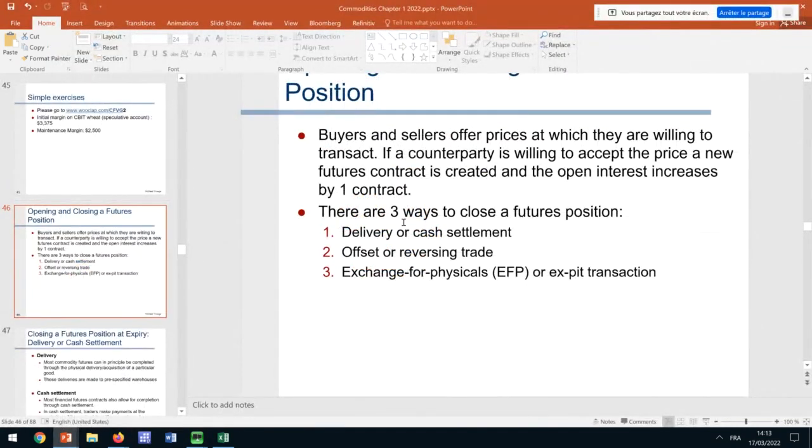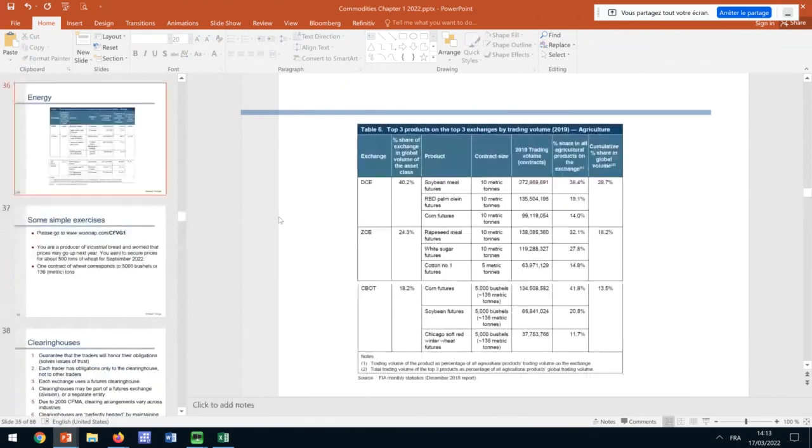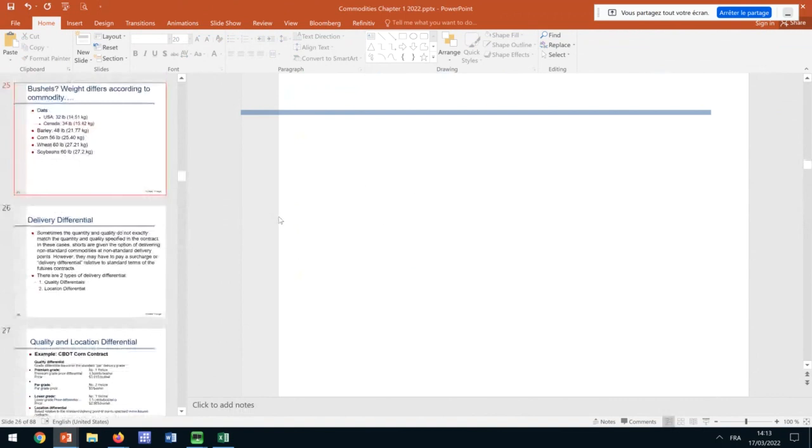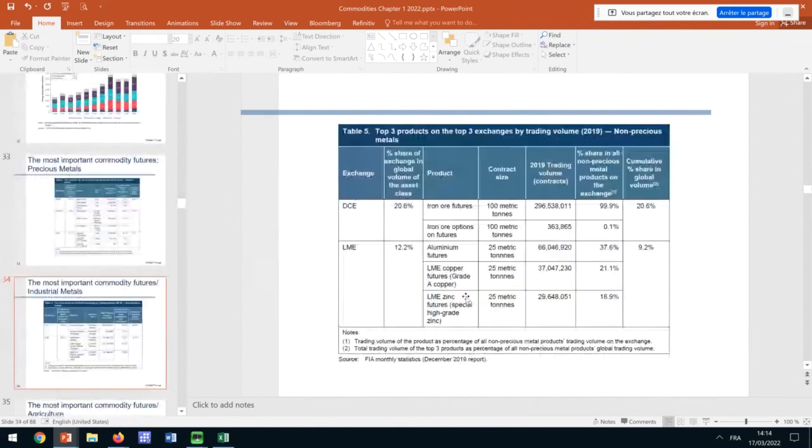Now the question is, how do we exit a trade? Of course, in principle, it's always possible to carry the contract to the delivery date, and then deliver or take delivery. That's what we discussed when we looked at these conditions. Remember, if you sell a live cattle contract, you have to deliver live cattle to the stockyard, or when you buy, you have to take them off there.